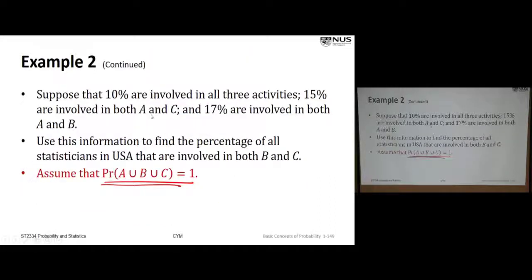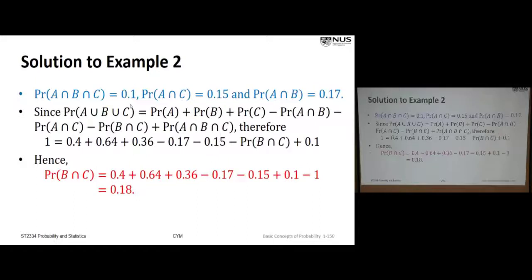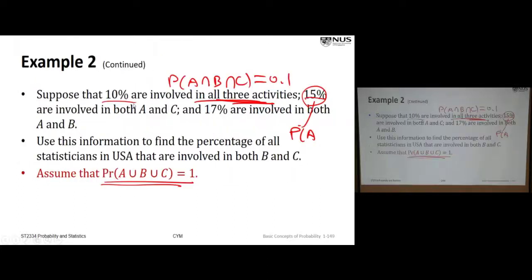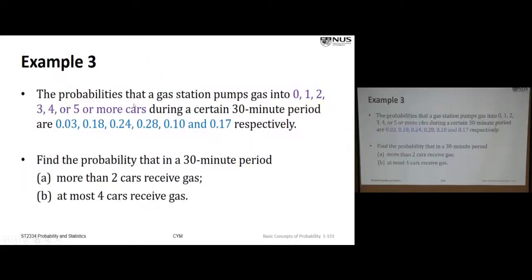So I have to make such an assumption. Otherwise, I cannot proceed. All this tells you the probability. This one, the probability of A intersect B intersect C, all three activities, equals 0.1. And this one is the probability of both A and C, so A intersect C is 0.15, and so on.